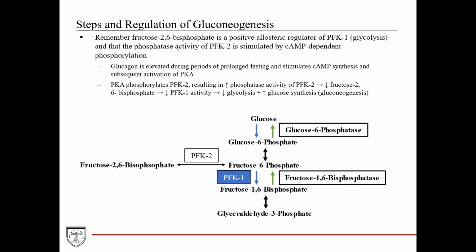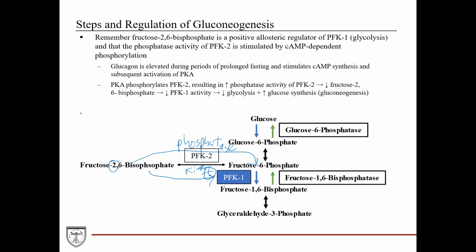Now again, remember fructose 2,6-bisphosphate is a positive allosteric regulator in glycolysis. And then remember, PFK2 is a bidirectional enzyme. It has kinase activity, which converts fructose 6-phosphate to fructose 2,6-bisphosphate, and it essentially adds a phosphate group here to the 2 position. And then remember, PFK2 also has phosphatase activity, which converts fructose 2,6-bisphosphate back to fructose 6-phosphate.